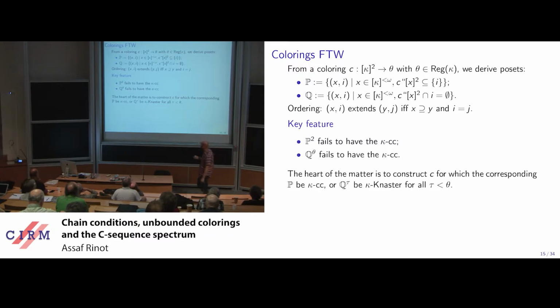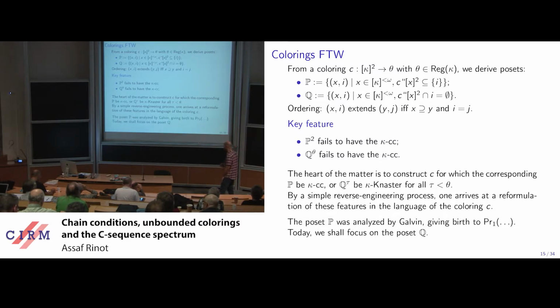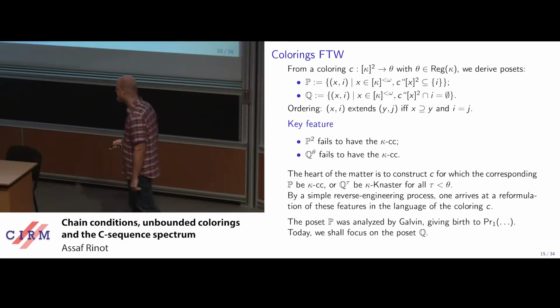So really the question is, what should be the features of c to make the corresponding posets very nice, like having the kappa chain condition or even being cluster. So you do a little bit of reverse engineering and you figure out what are the features of the colorings that will take care of this. The poset P, as I said, was analyzed by Galvin, and this gives rise to, some of you know, this principle Pr1, this is some coloring axiom. But today I'm going to focus on our poset Q, so let me give you a definition of whatever is needed to make the poset cluster.